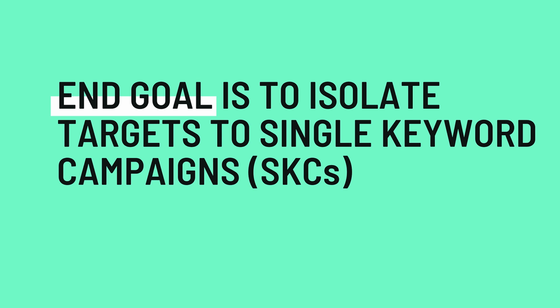Now, with all of these campaign structures, our end goal is ultimately to isolate keyword targets to single keyword campaigns. Where a lot of people go wrong with Amazon pay-per-click is they throw whack loads of keywords into broad campaigns, phrase campaigns, and even exact campaigns. And the problem is that you're not able to efficiently deliver budgets and bid optimizations over time with this structure.